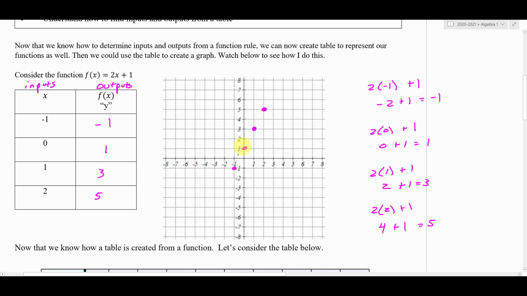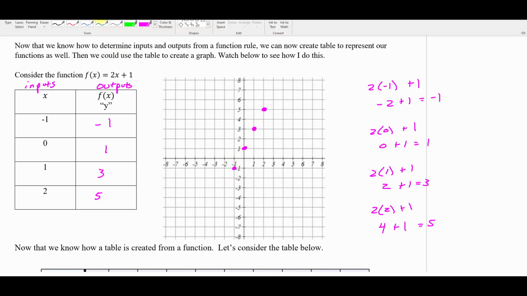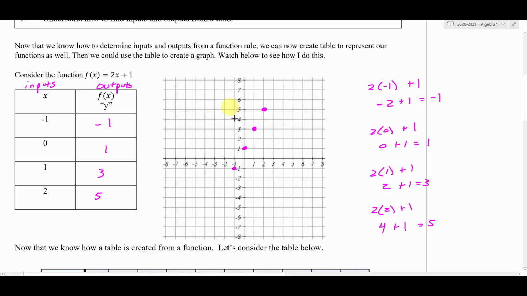So as I get these points on there, we start to see a line forming, and that's exactly what we should see. So I'm going to go ahead and draw a smooth line through those points. All right. And there we go. And that's how we go from a rule to a table to a graph.